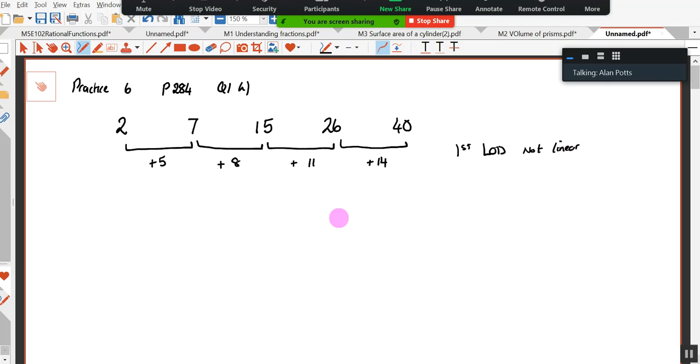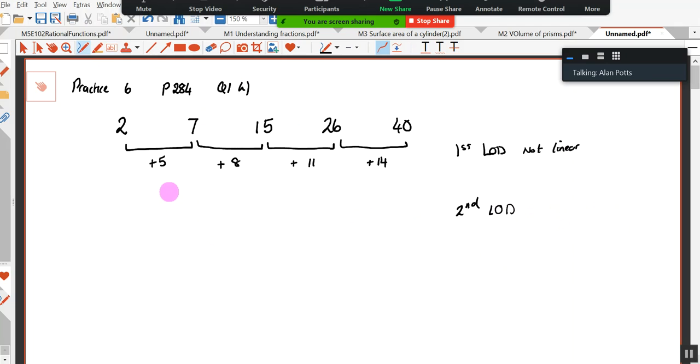So we then look at our second difference. Come on, computer, don't slow down on me. Am I lagging or anything, by the way? Yeah, slightly. Okay. All right. So it keeps changing. I'll re-plug it in.